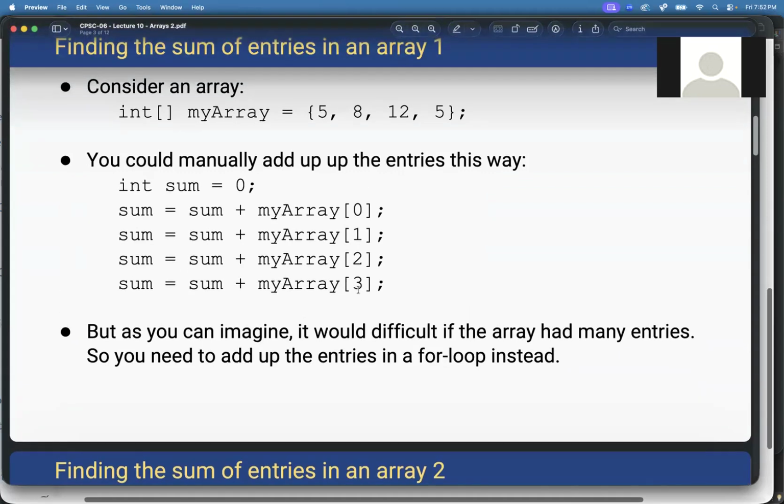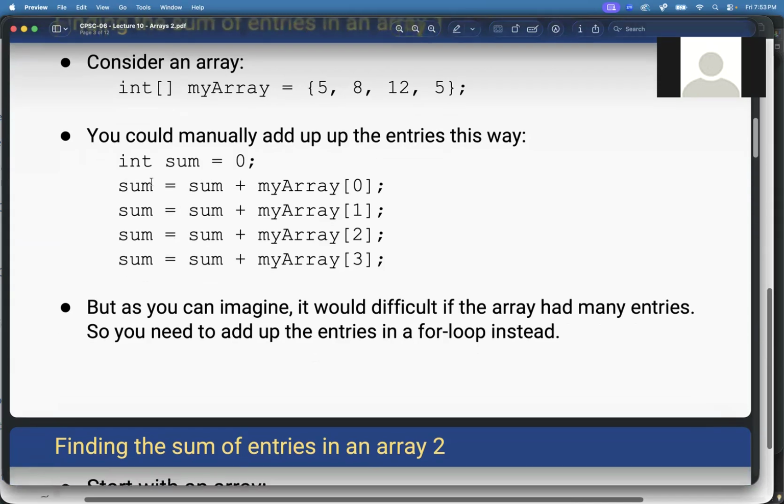But of course, you don't want to type 4 lines to add up the sum of a 4 entry array. And what would you do if it was 100 things in the array? You wouldn't want to type them all for sure, right? So we want to do these steps, but instead of writing out the lines manually like this, we want to do it in a loop, which we learned how to do last time.